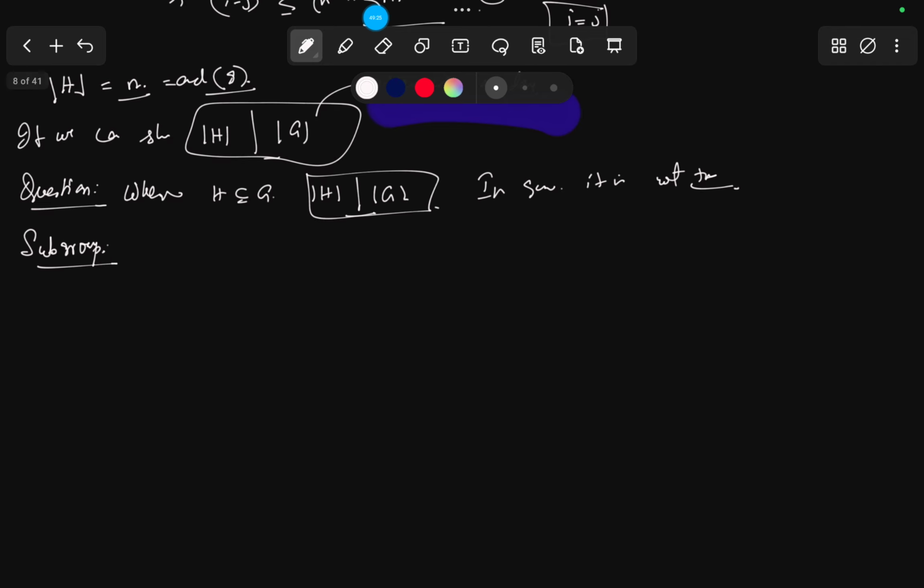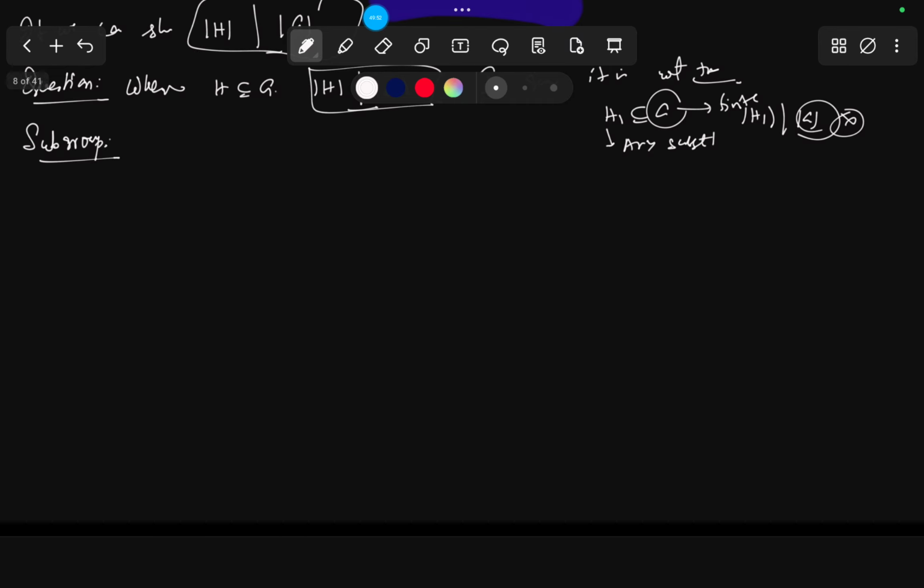Okay, in general it is not true means whenever I take any subset, let's say H is any subset of G, it is not always true that the cardinality of H will divide the cardinality of G, even if G is finite. Yeah, because if it is not finite, then there is no point of talking about the divisibility of the cardinality of G with respect to the cardinality of H. Okay, so what is a subgroup?